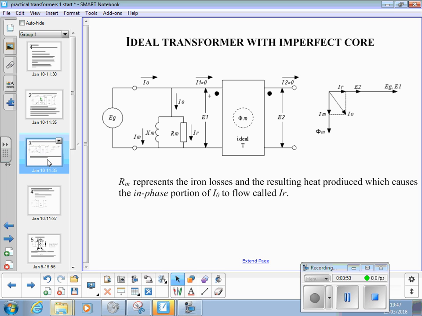So there it is in writing. R represents the iron losses and the resultant heat produced, which causes the in-phase portion of I0 to flow, called IR. So there's IR, the in-phase portion. The two voltages off-load are in phase with each other. Right, happy with that?